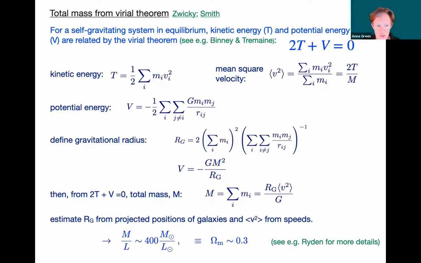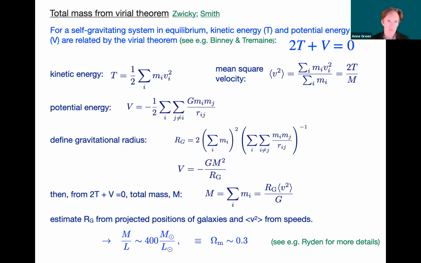So equipped with the things we've just done, we can work out using the virial theorem that the total mass of the galaxy cluster is this gravitational radius times the mean square speed divided by big G. So you measure the mean square speed from Doppler shifts, and you measure this gravitational radius from the projected positions on the sky of the galaxies.